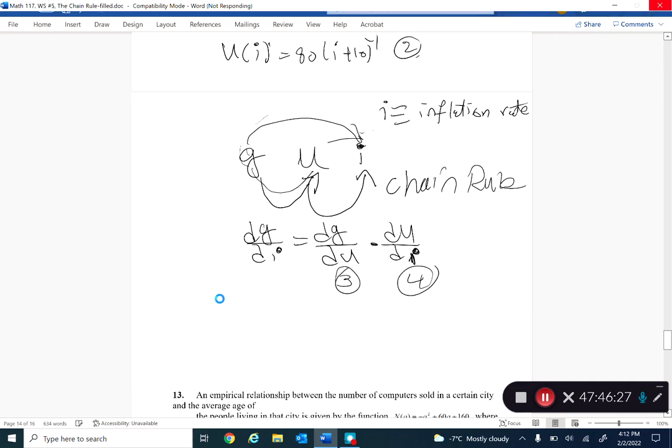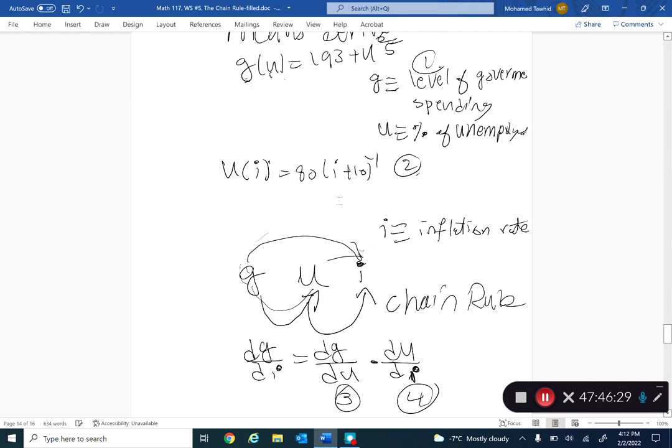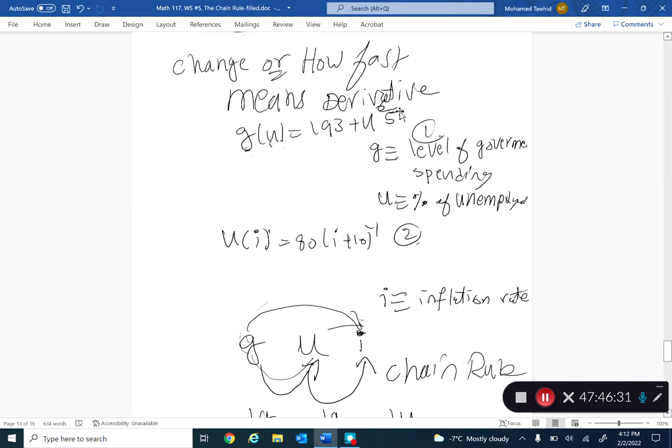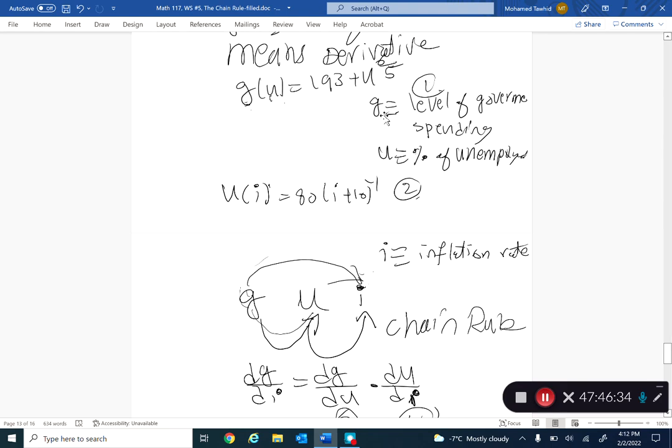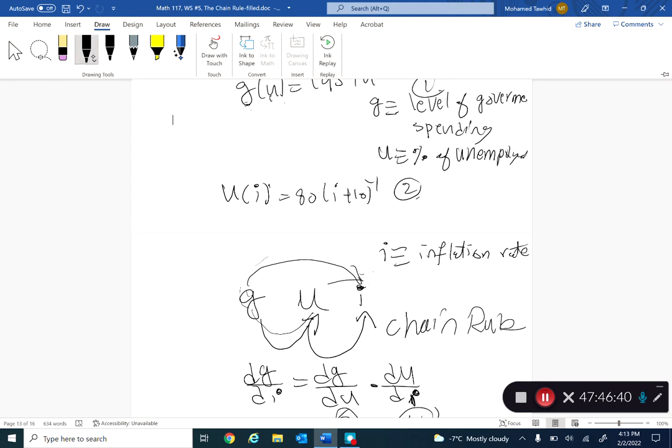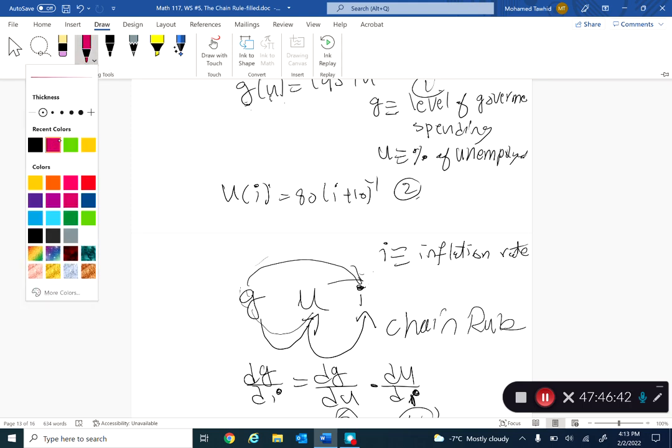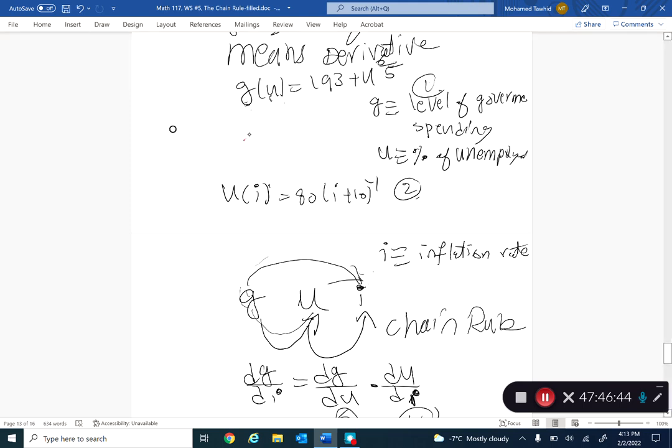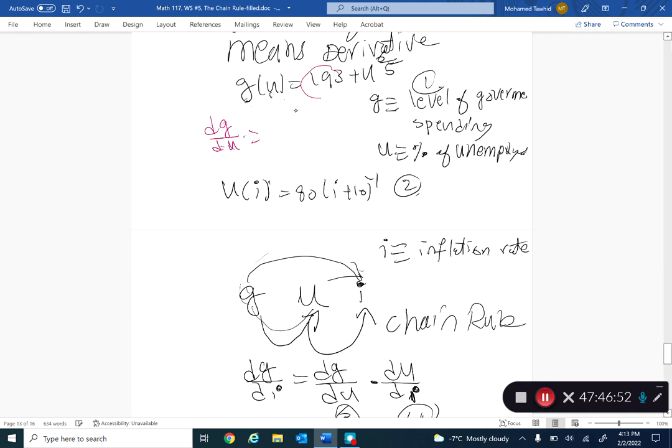So now if I look at equation 1, it's easy to take the derivative of g with respect to u, right? Equation 2 also is easy. Look what you have, guys, here. Maybe I change the colors so that you will see equation 3. So here, what is the derivative of g with respect to u? That's a constant, right? What is the derivative of any constant?